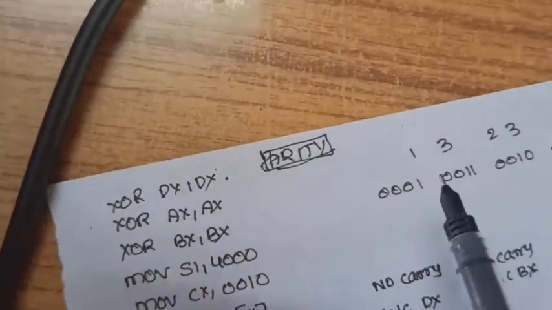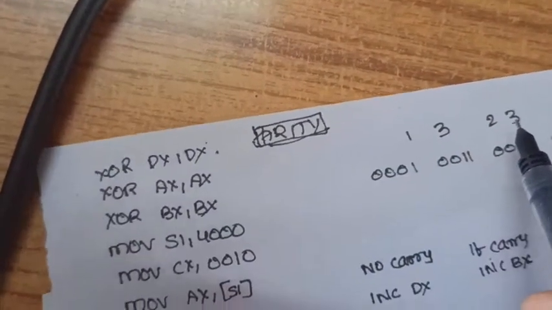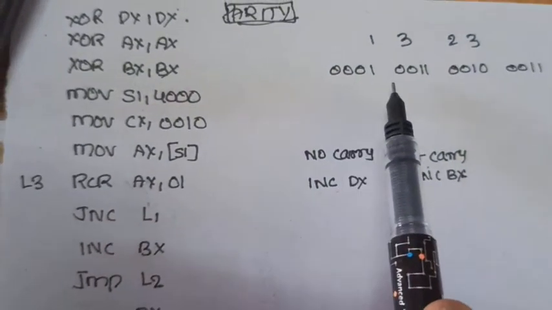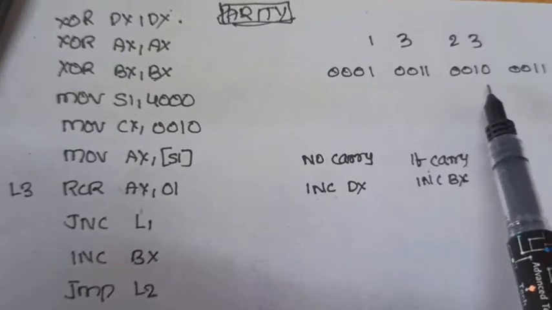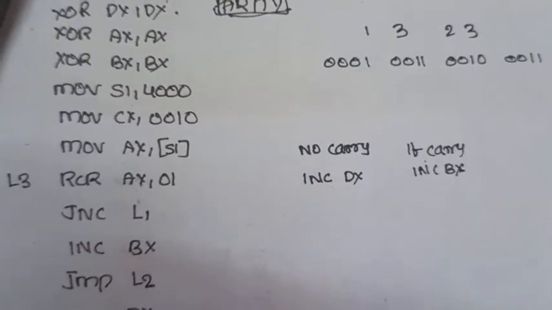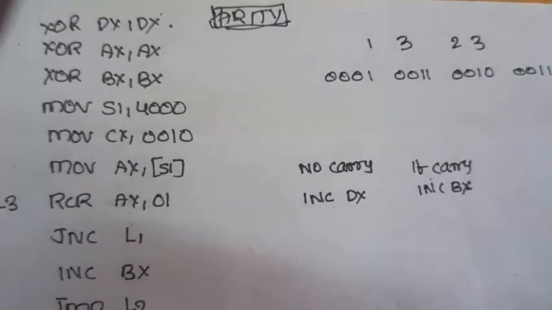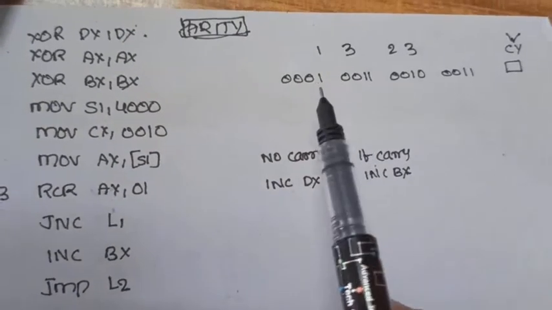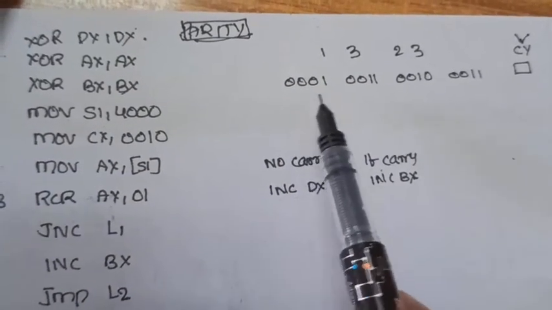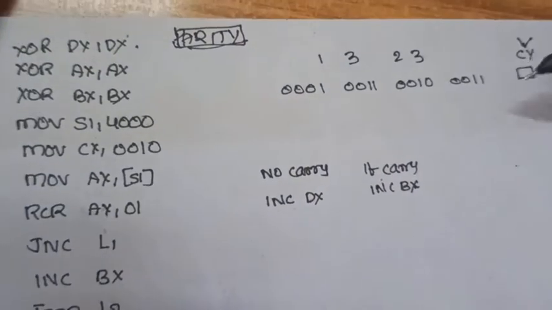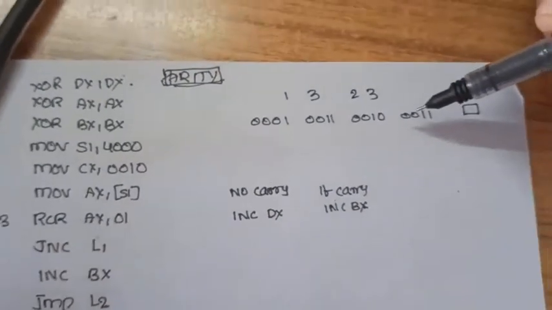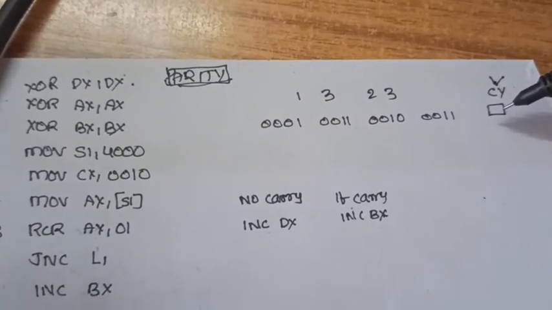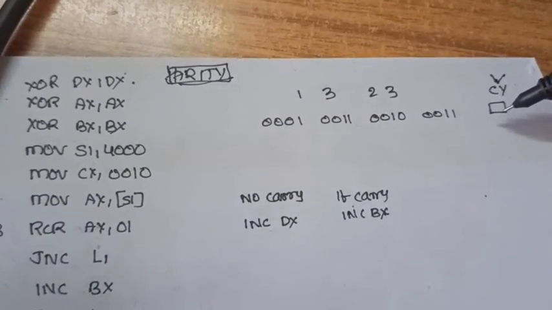Here I have taken data of 1323 as a word. If you expand that, it is 0001, 0011, 0010, 0011. Here we are also using a carry flag to identify. Now how many bits are there? To find the number of ones in this, we are going to rotate this data using a rotate instruction through carry, and we are going to find how many carries are available.